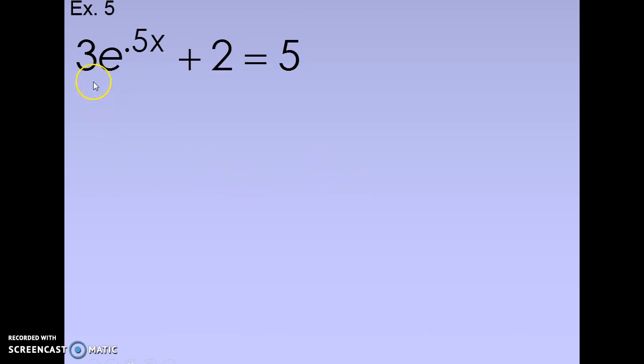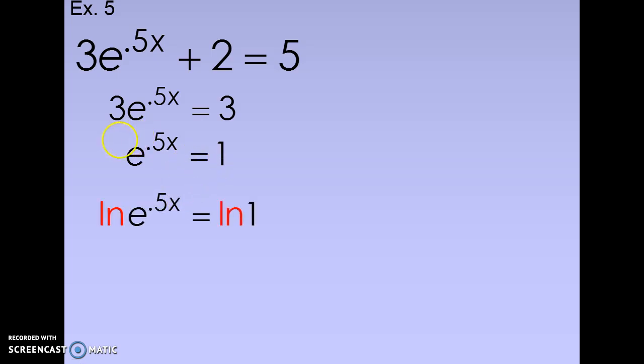We now have 3 times e raised to the 0.5x power plus 2 equals 5. Basic order of operations, let's subtract 2 from both sides. We subtracted 2 from both sides. Now we're left with 3 times e to the 0.5x power equals 3. Now, still following basic order of operations, we can divide both sides by 3 to leave us with e to the 0.5x power equals 1.